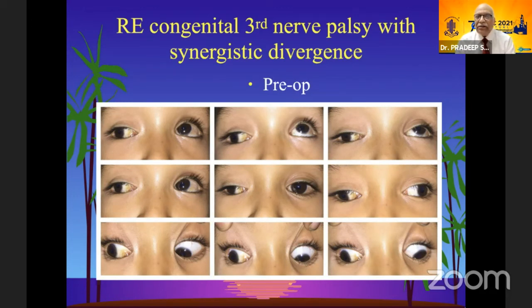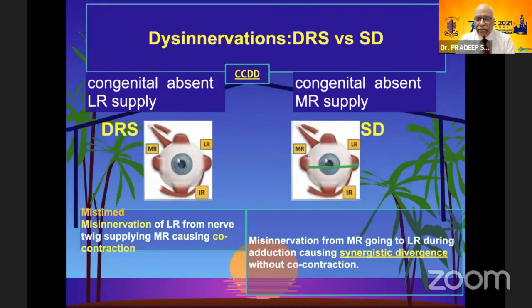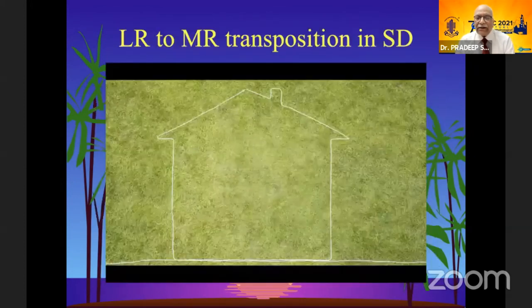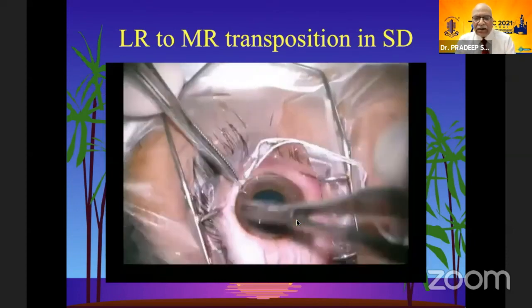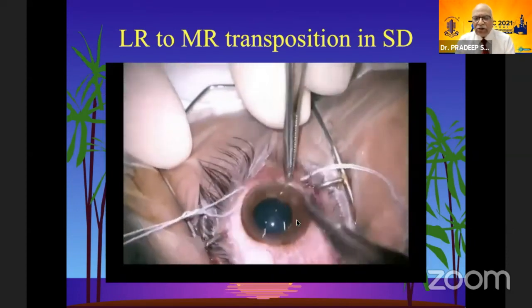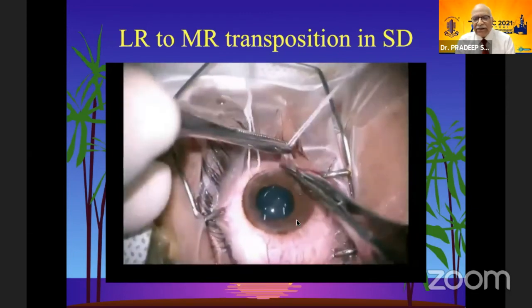So a congenital third nerve palsy with a synergistic divergence, if it is there, you can, this is a pre-op, and sorry, this is the post-op of the case after doing, this is the bi-split showing you. Yeah, we can have this LR to MR transposition in synergistic divergence.